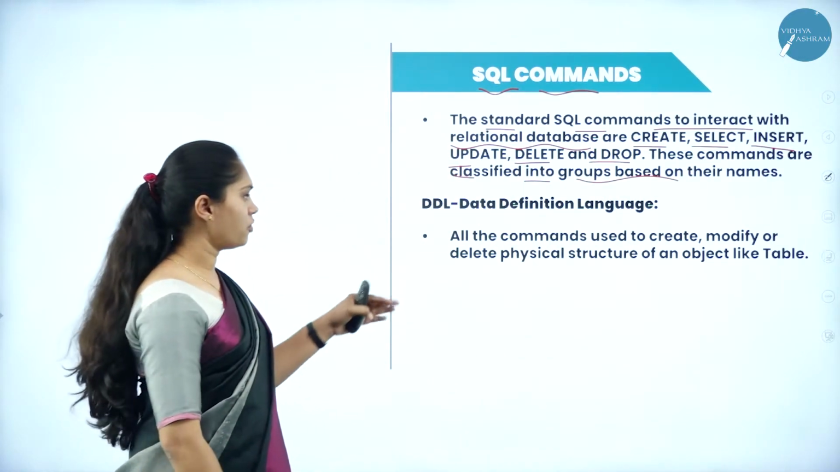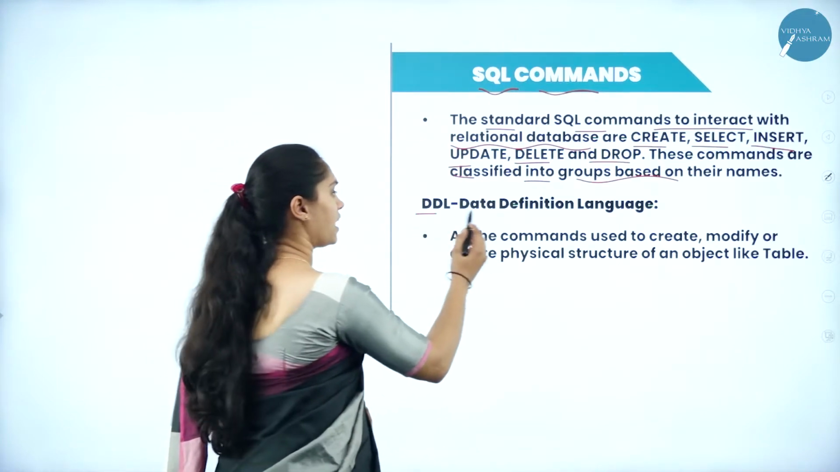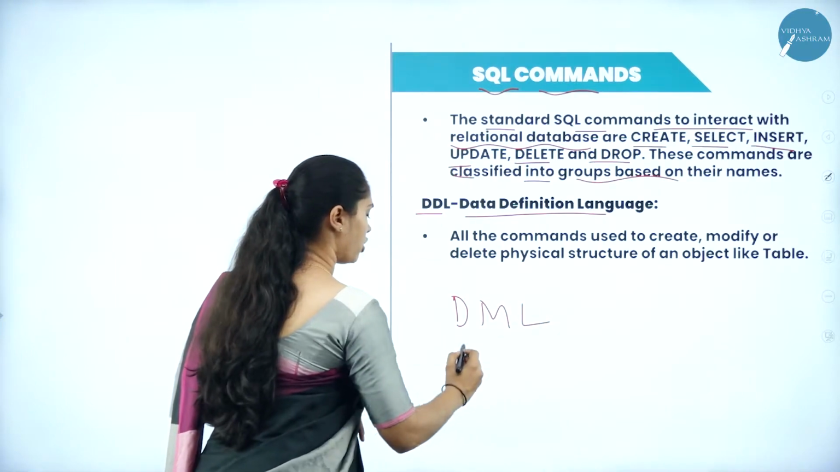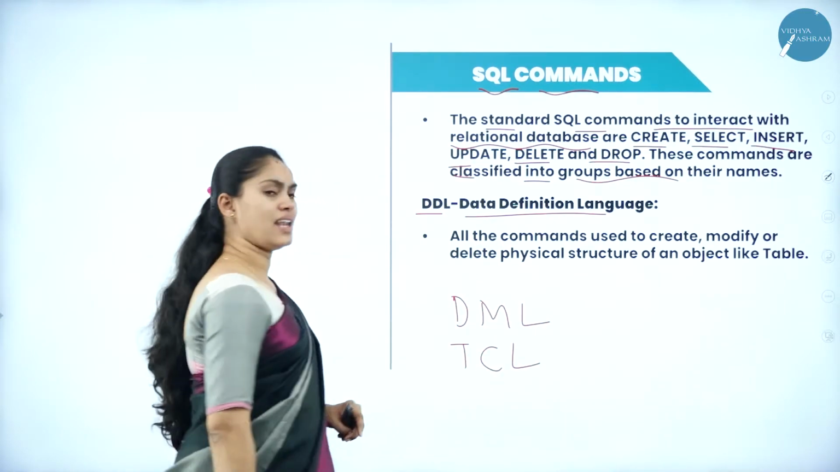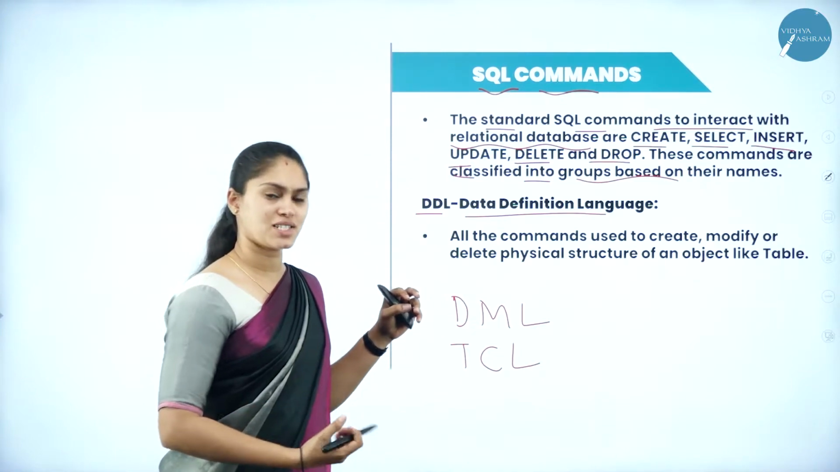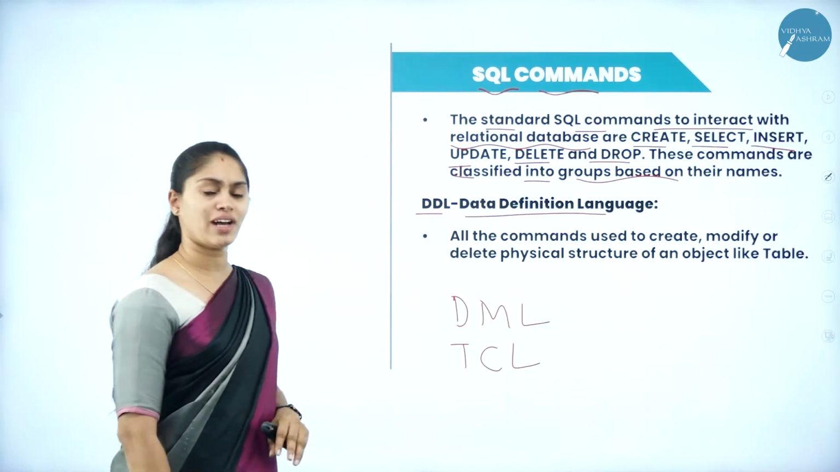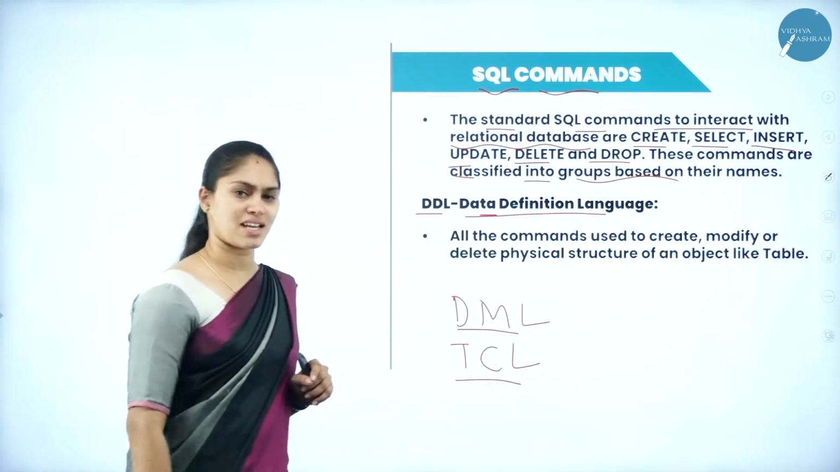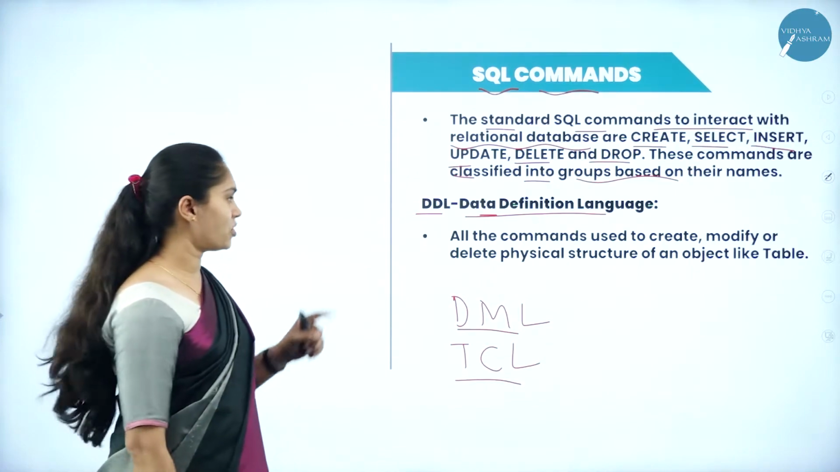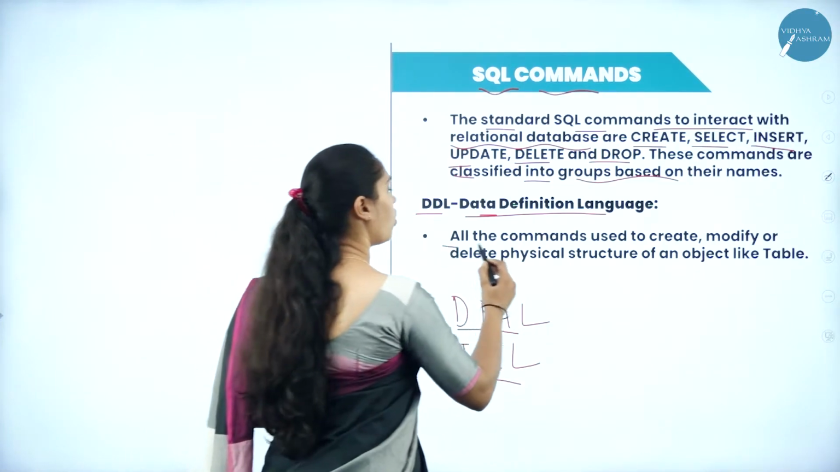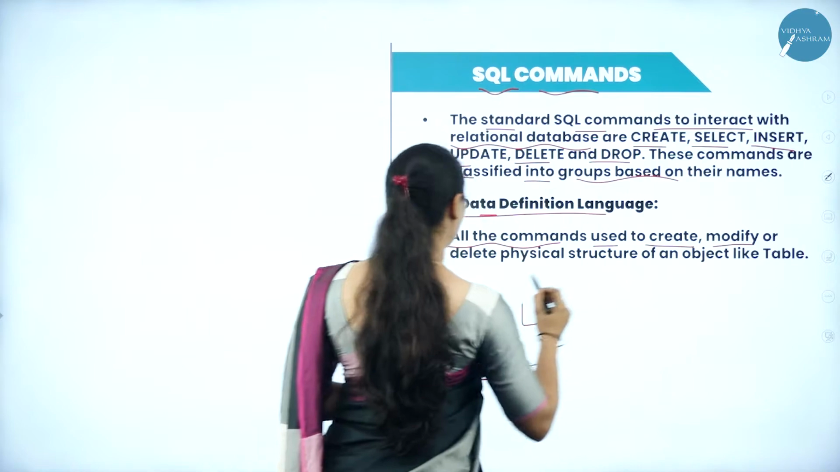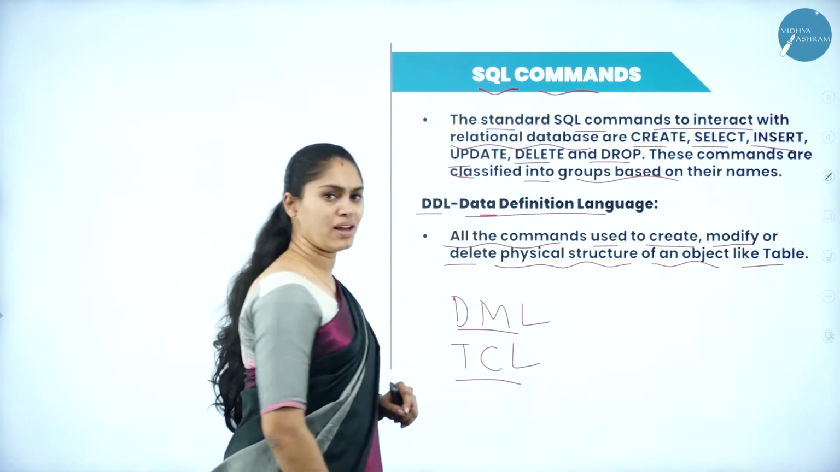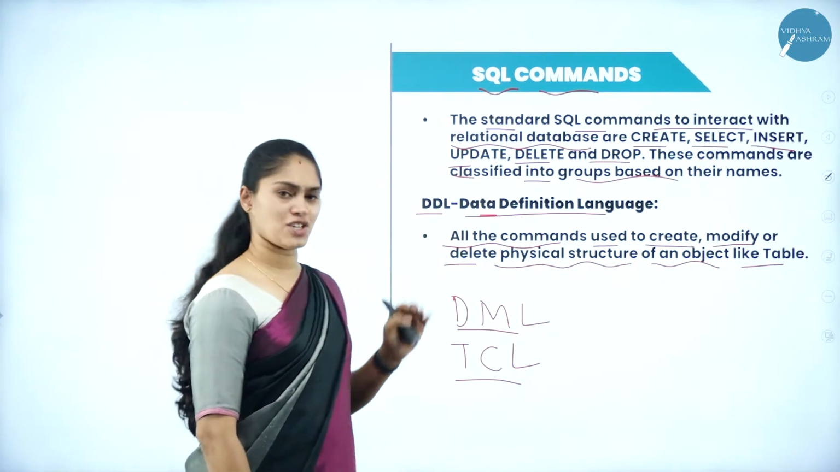In that group we have three kinds: data definition language, data manipulation language, and transaction control language. Based on the work that is going to be processed, we have these three types. We'll see about data definition language first. All the commands used to create, modify, or delete the physical structure of an object called a table, we use data definition language.